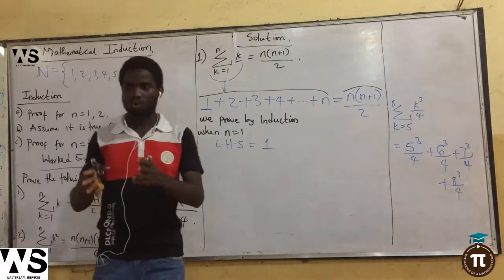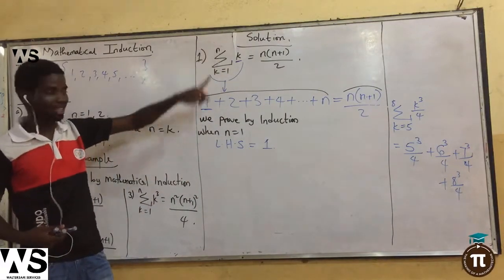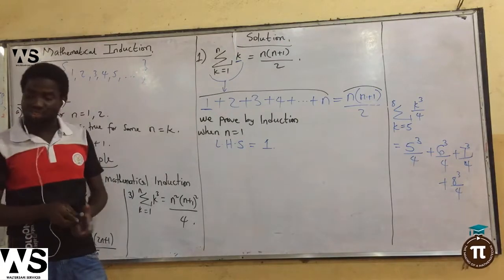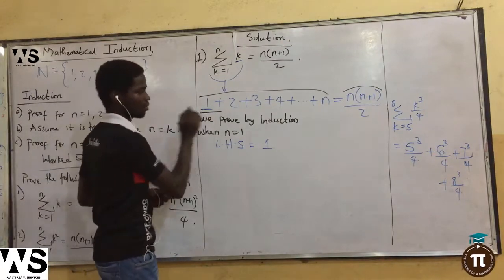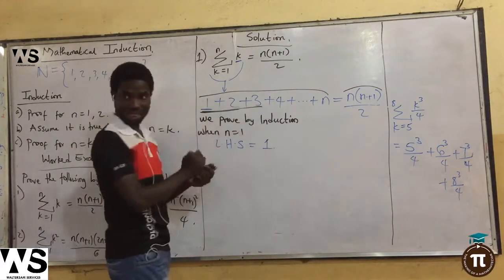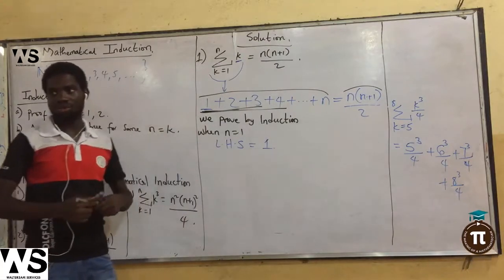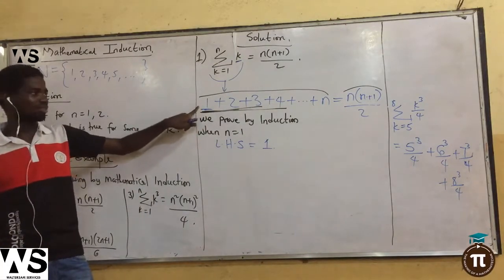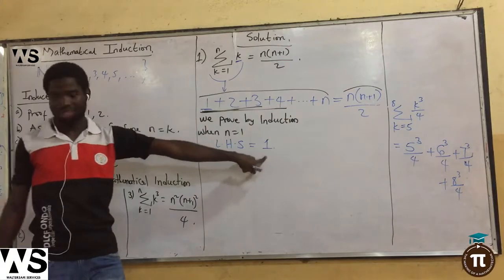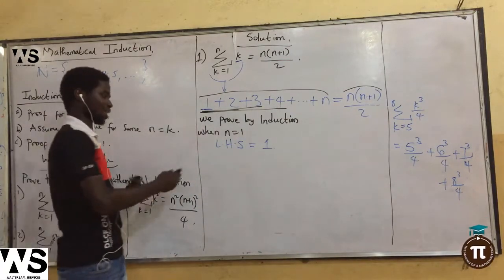So when n is 1, it means summation of k starting from 1 to 1. Start at 1, end at 1. It means only this. When n is 2, this is it. When n is 3, this is it. When n is 4, do you understand? When n is 5, like that. So when n is 1, it's just 1. Left hand side, 1. Do you understand? What happened to the right hand side?